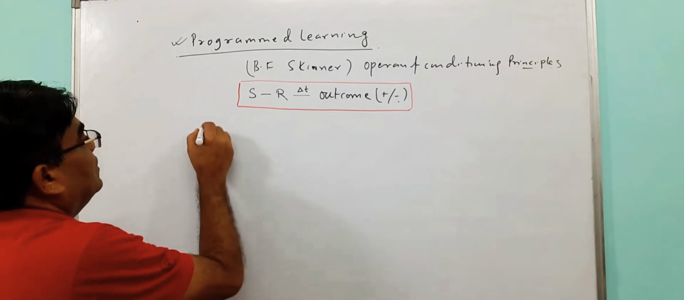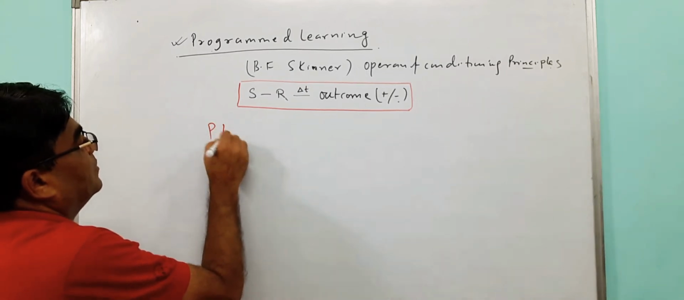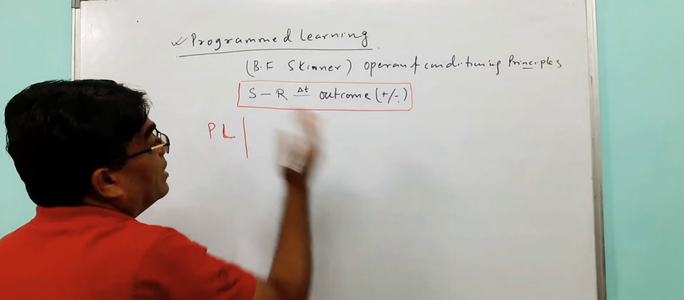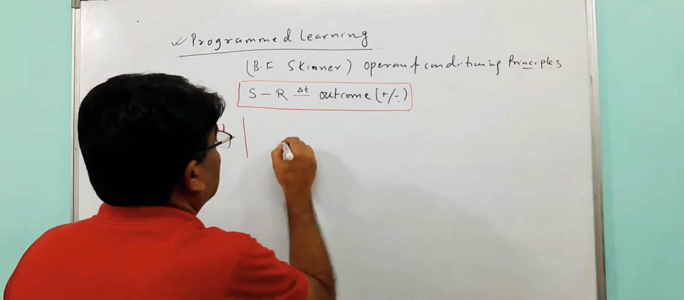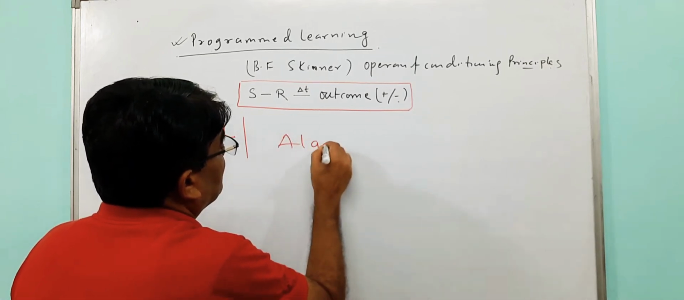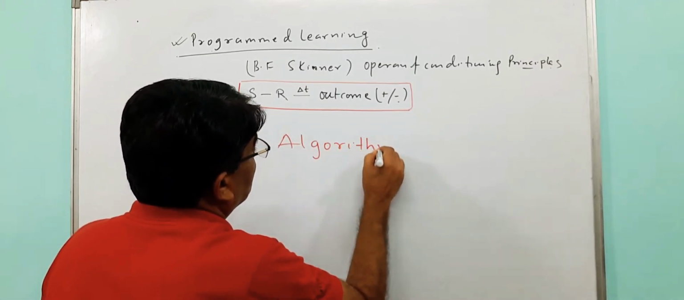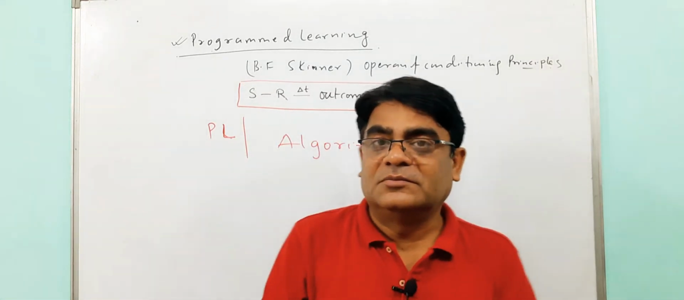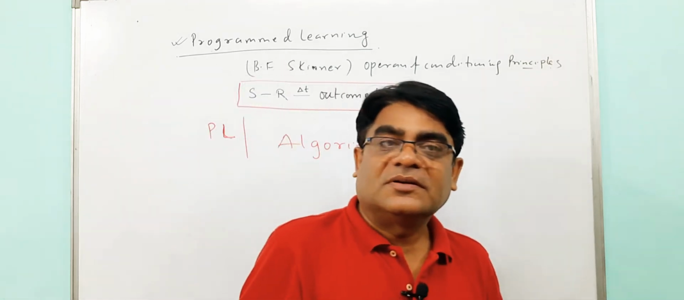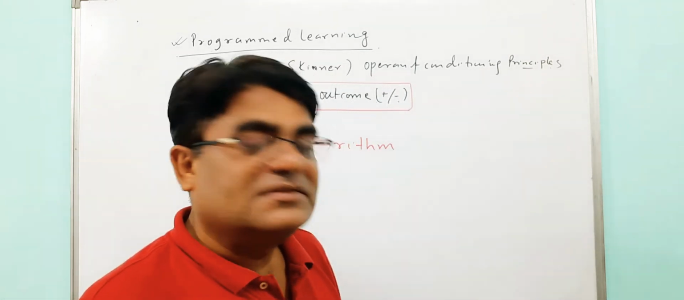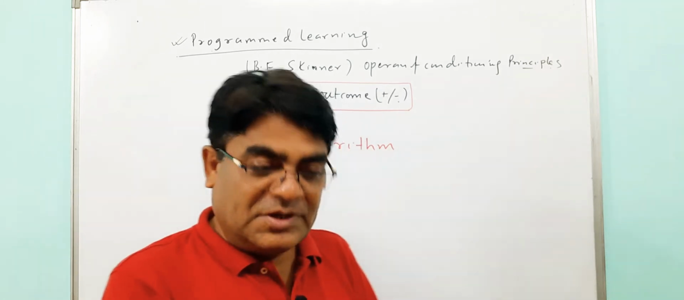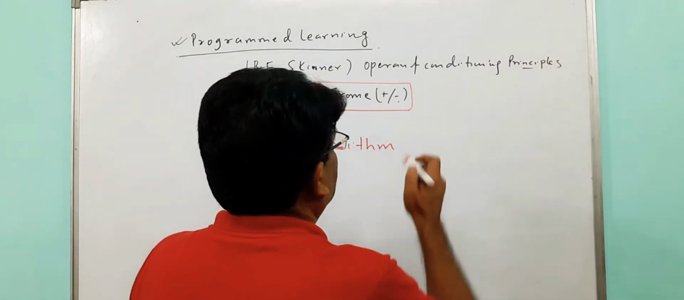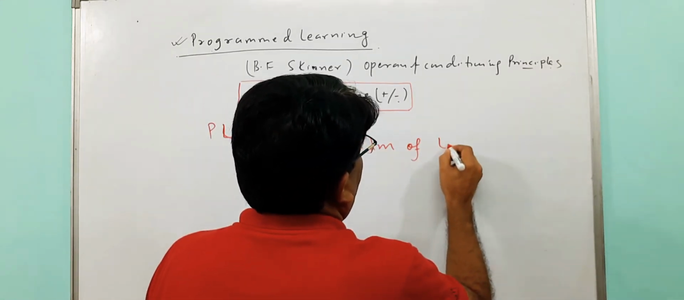Actually, programmed learning, PL, is what? In technical terms, we say programming of the learning procedure. So it is something like an algorithm, like we develop algorithms for calculations. In data science we write an algorithm, 2 plus 2, so you can program immediately. So it will bring out an algorithm of learning. It is also called an algorithm of learning.